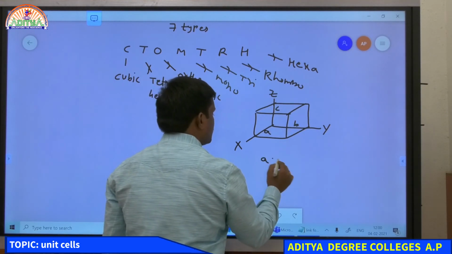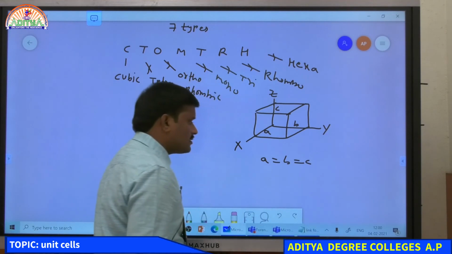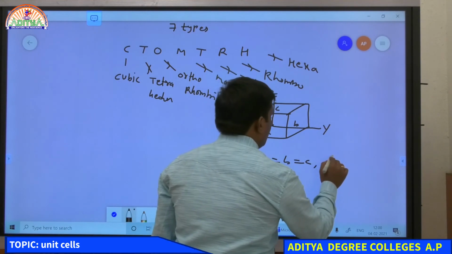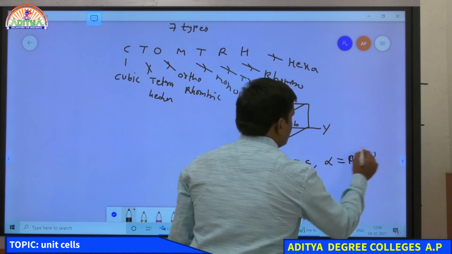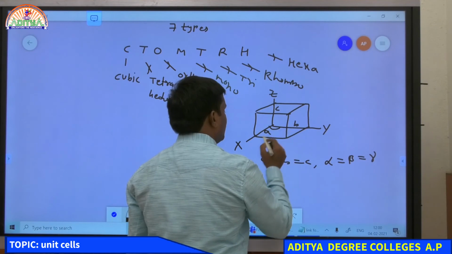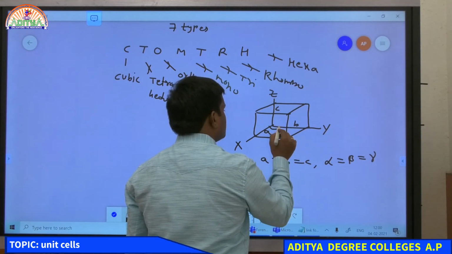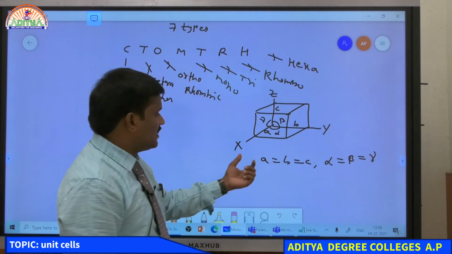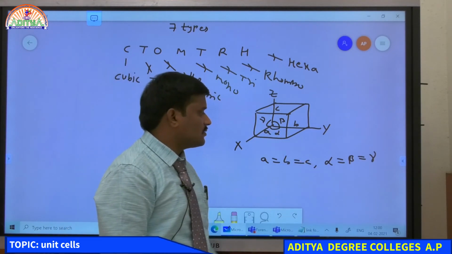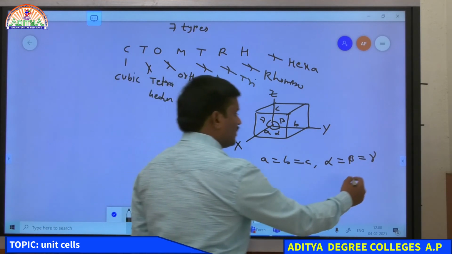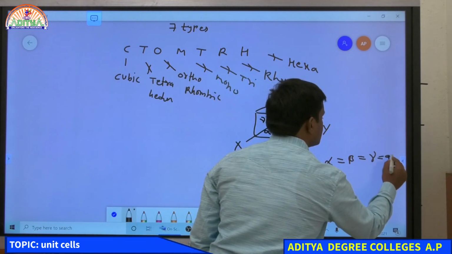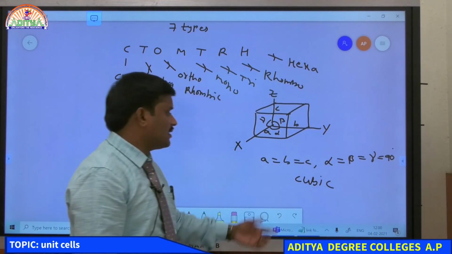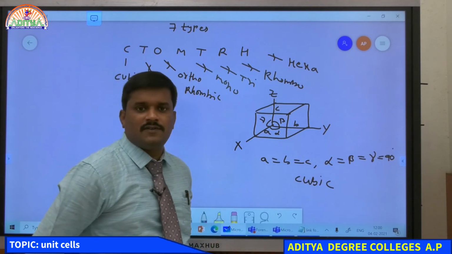So if a is equal to b is equal to c, that means all the lengths of the faces are equal, then alpha is equal to beta is equal to gamma. If this is the angle between x and y, this is alpha, similarly this is beta and this is gamma. If in a crystal a is equal to b is equal to c and also alpha is equal to beta is equal to gamma, equal to 90 degrees, then that crystal is nothing but a cubic crystal. So basing on these values, the crystals are classified into 7 types.